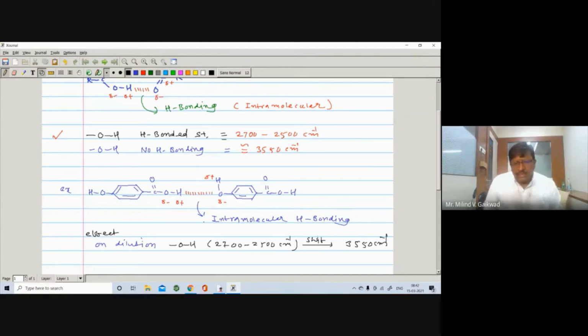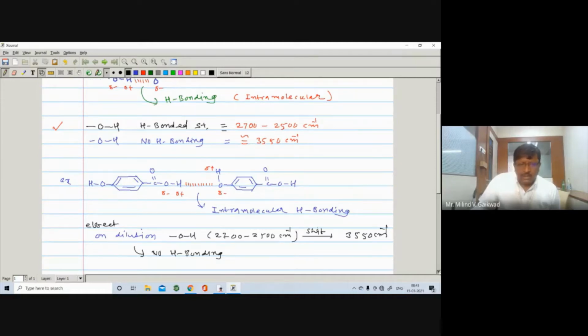What happens is the solvent will go in between these two compounds, and the OH of the two compounds will go away from each other. That's why there is no hydrogen bonding on dilution. That's why there is shifting of such compounds. Okay, so it is an example of intermolecular hydrogen bonding.